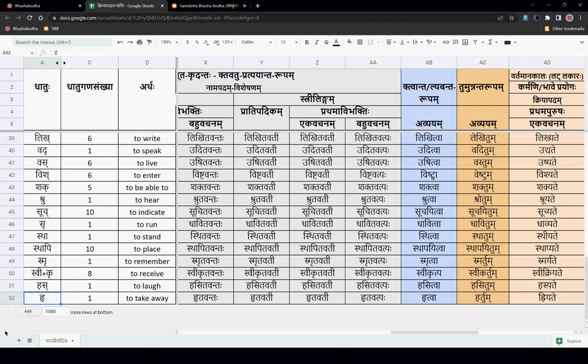Then you add this with pari. Pari plus harati. Pariharati. What is the meaning of pariharati now? Parihara? Compensation. Like, how do I say in English?